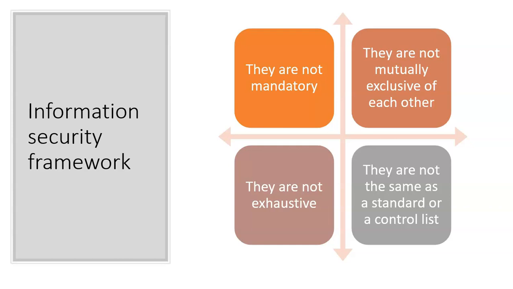So you can use a document which can provide proper mapping of these controls. You can use the Cloud Controls Matrix provided by the Cloud Security Alliance. Also, these security frameworks are not exhaustive, meaning they do not cover all the security concerns. So that's why you need to refer to multiple security frameworks to create your own standard. And then finally, these security frameworks are not the same as a standard or a control list. There is a difference between a control list, a standard, and a security framework.